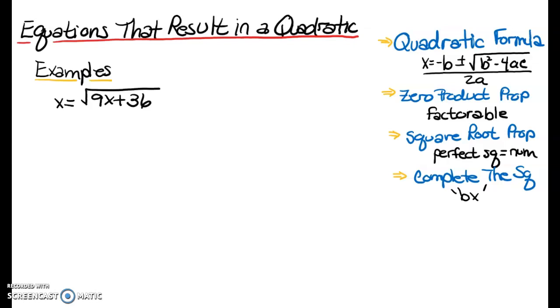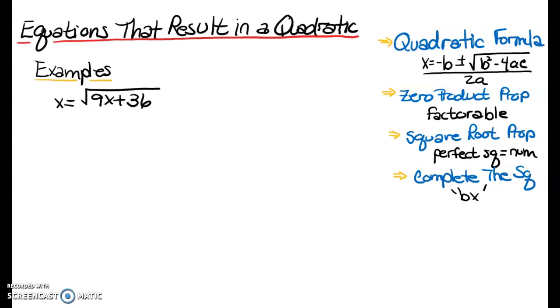In this video, we're going to talk about equations that result in a quadratic equation. So basically, as you're solving an equation, you end up having to solve a quadratic in order to answer the question. The four methods that we've learned to solve quadratics: the quadratic formula, the zero product property, the square root property, and completing the square.